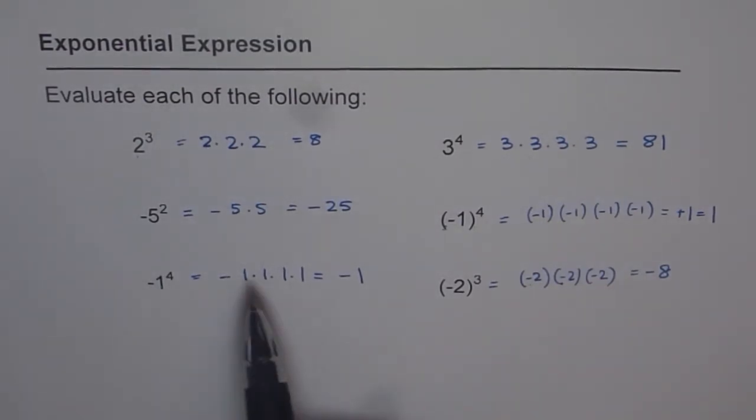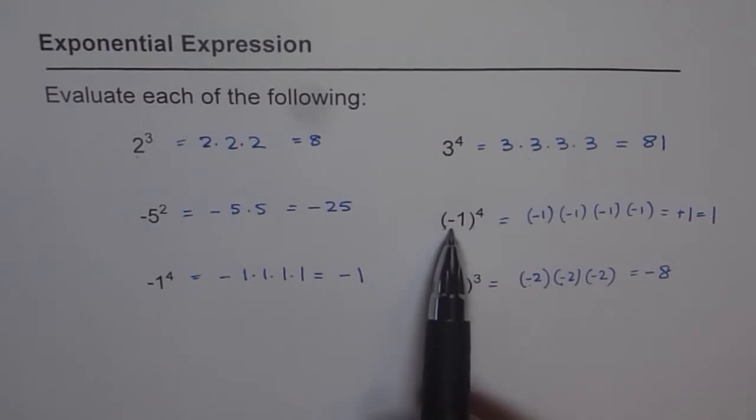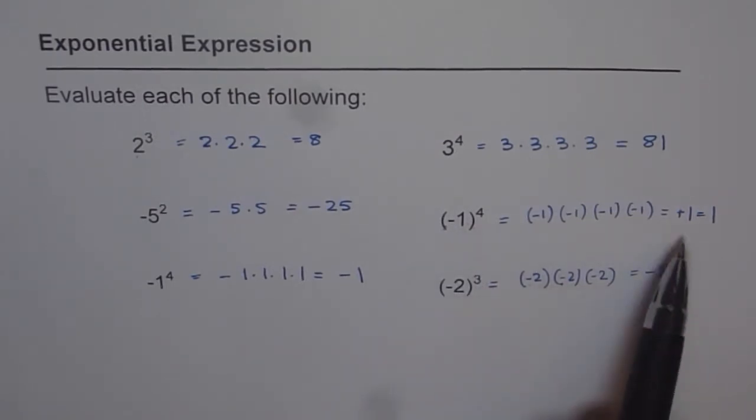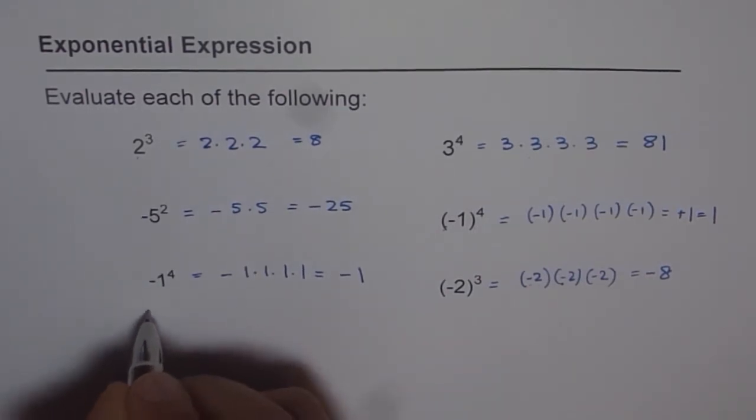So there is a huge difference between minus 1 to the power of 4, and when you put it in brackets, minus 1 whole to the power of 4, right? You see the result. They are different, correct? So remember this, and then write down the answers for these.